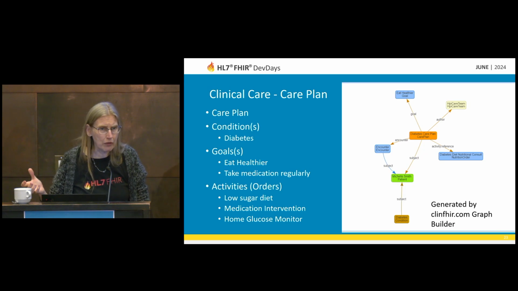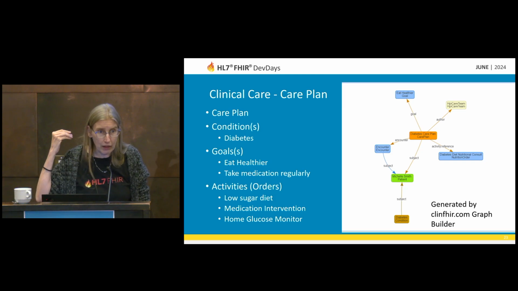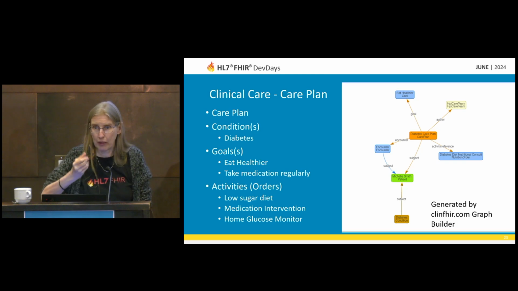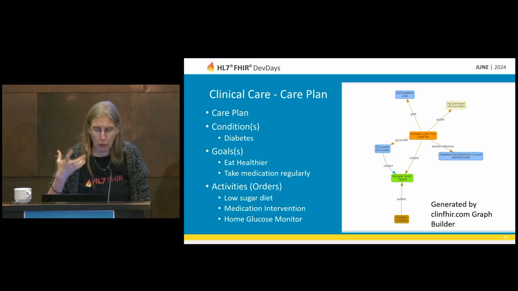And then the care plan, which is really interesting. This is the plan of care, which, by the way, is available. This is one of the things that's available in the United States with our U.S. Core Implementation Guide. You can get the care plan. So the care plan will tell you what's being ordered on the patient, what their conditions are, what their goals are.